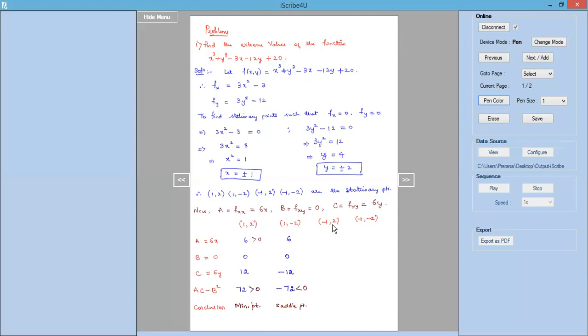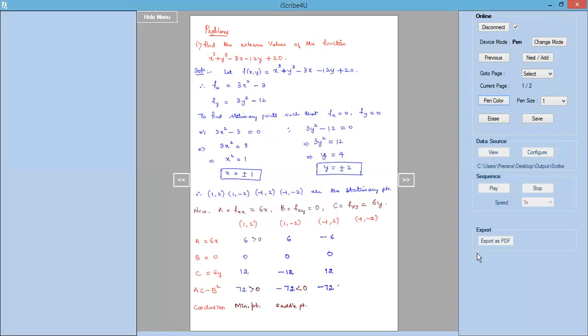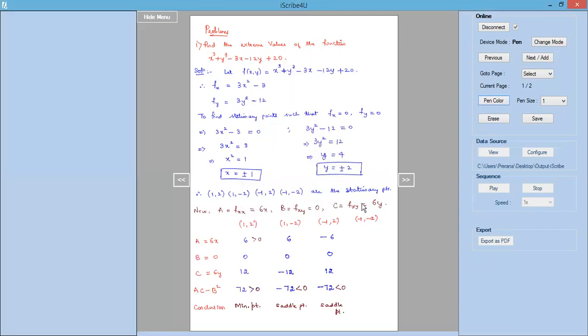Now moving ahead to the next value, that is (minus 1, 2). Taking x is equal to minus 1 and y is equal to 2, we need to evaluate A, B, C and hence AC minus B square. So A will be minus 6. B is equal to 0. C is 12, 6 into 2, which gives us 12. But AC minus B square, we observe it is minus 72. Again, a negative value for AC minus B square. So since AC minus B square is negative, we conclude it as saddle point.